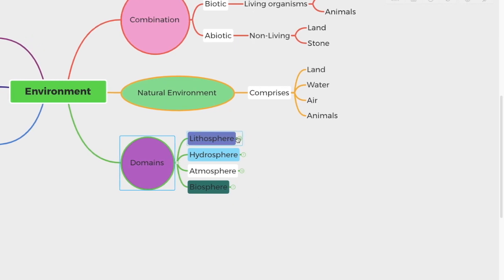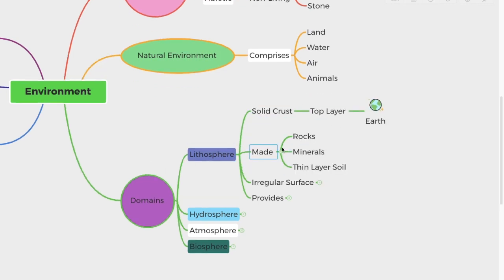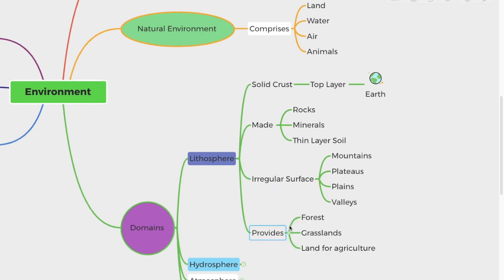So what's lithosphere? It's the solid crust, or you can say the top layer of the earth. It's made of rocks, minerals, thin layer of soil. But remember, this land is not flat. It's very irregular. So you have mountains, plateaus, plains, valleys, and it provides forest, grassland, and land for agriculture. Okay, so all you do is you remember this under lithosphere.